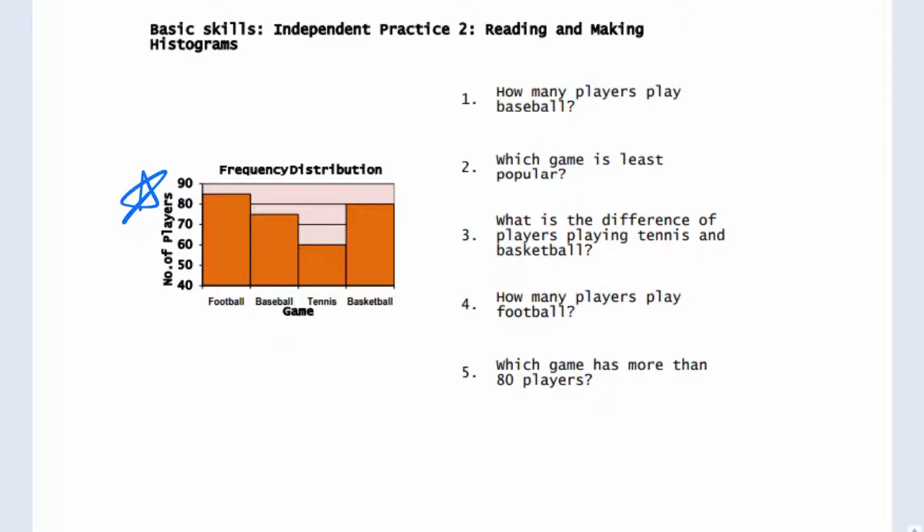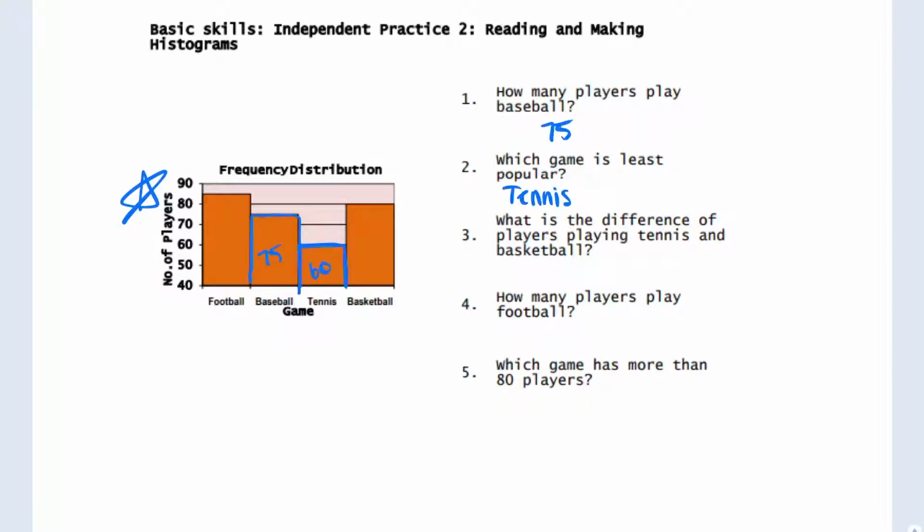So we're going to practice reading this. How many players play baseball? You're looking at the baseball graph here. It looks like it's in between 70 and 80, so we're going to say that 75 players play baseball. Which game is least popular? You're going to look at the lowest graph, which is tennis, which is at 60. So I'm going to write tennis.